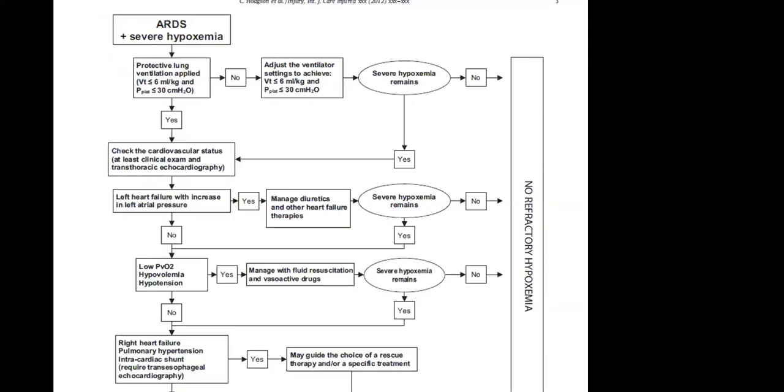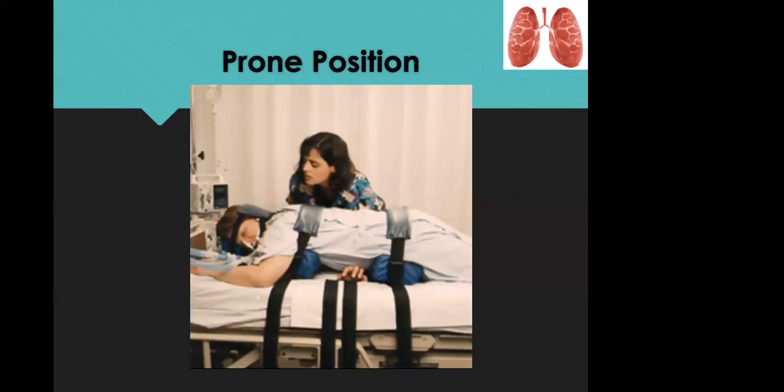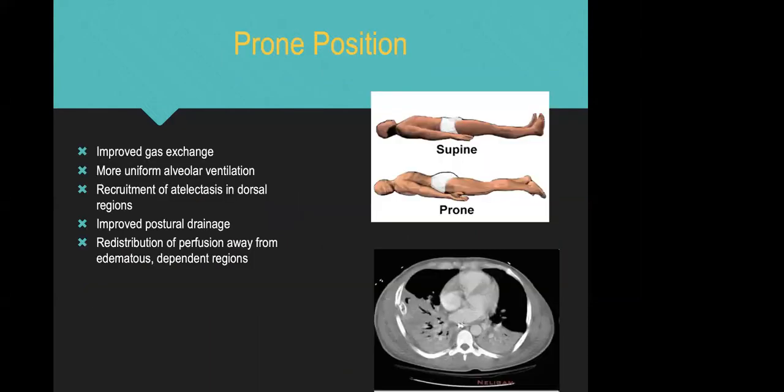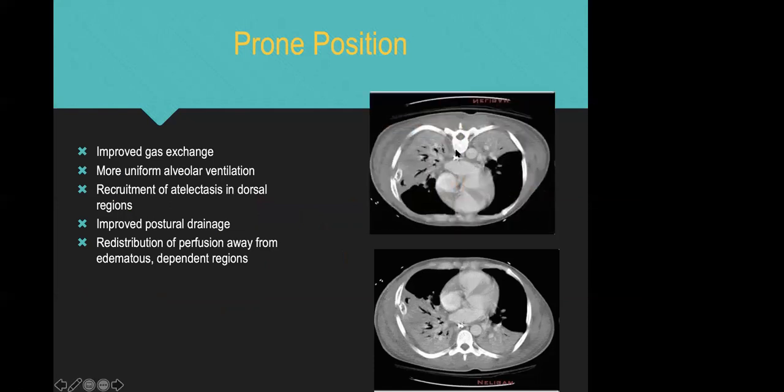This is a busy slide, actually. We'll just proceed. So here is the prone position. This is the supine, this is the prone. If you look here, see how all this collapses? This is the air bronchogram, collapsing consolidation. But if you prone the patient, all this moves to the front, so the secretions will be here.